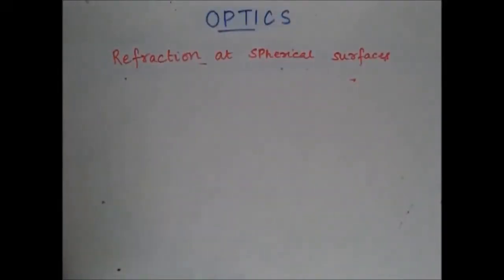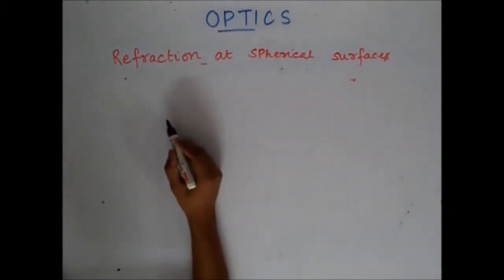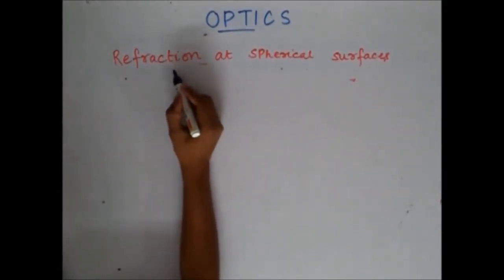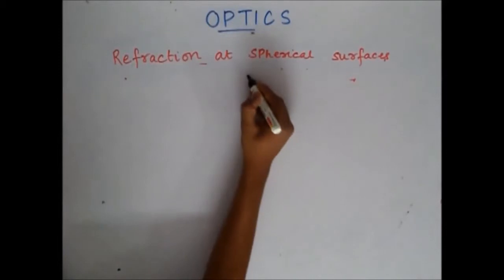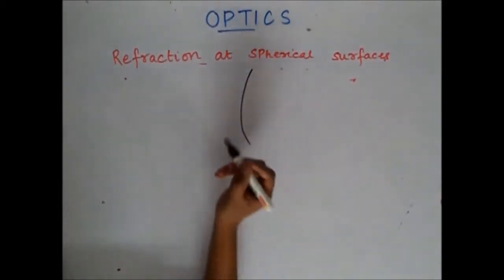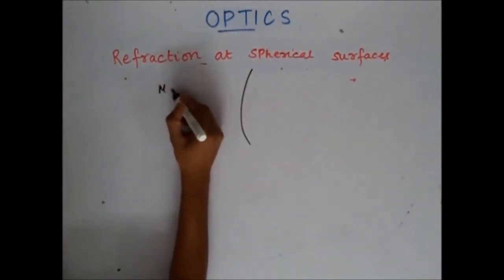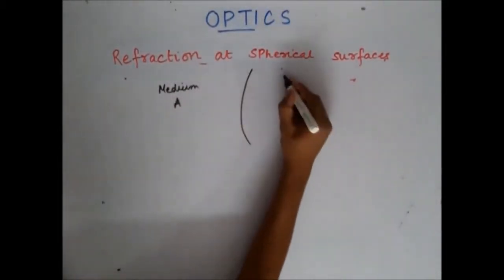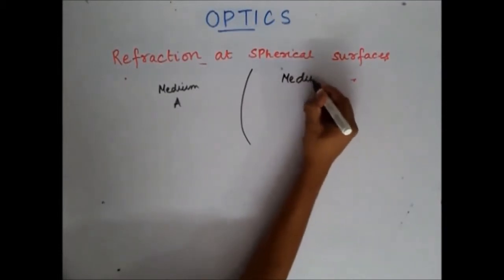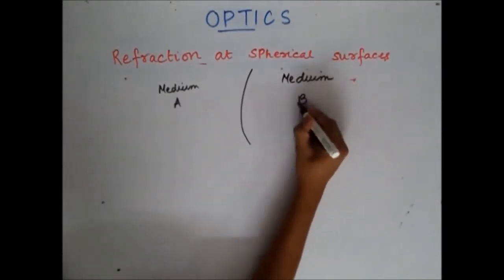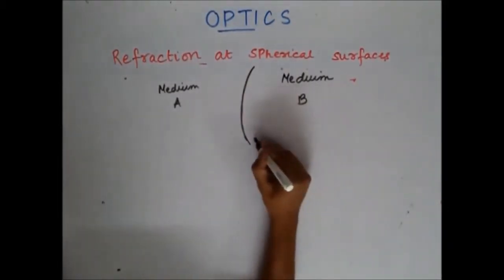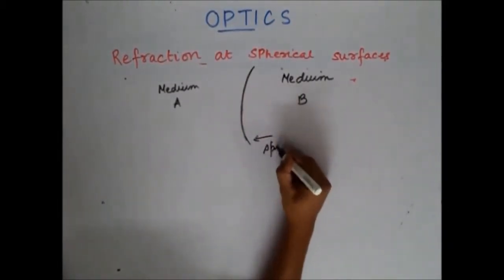After discussing refraction at plane surfaces, we now move on to refraction at spherical surfaces. When we talk of refraction at spherical surfaces, what we mean is the surface separating the two media. Let's call this medium A and this medium B. The surface separating the two media is spherical in nature.